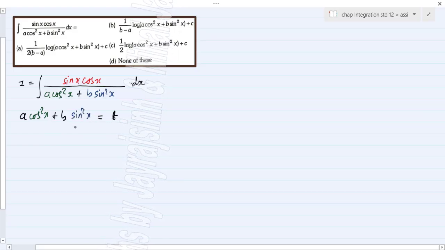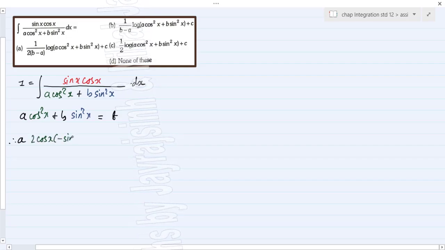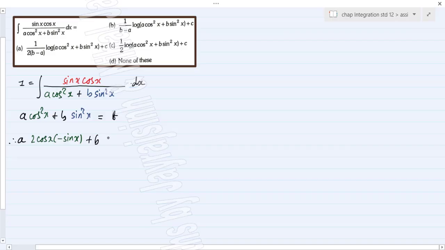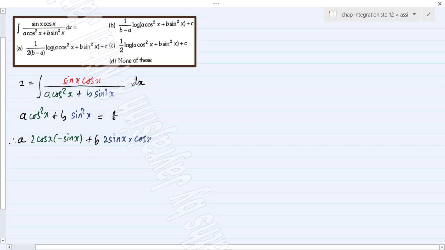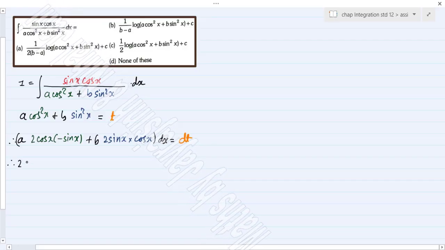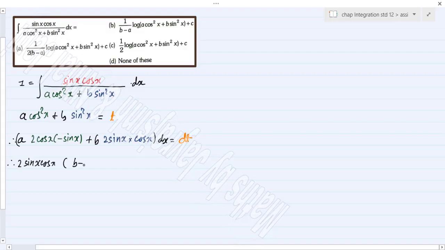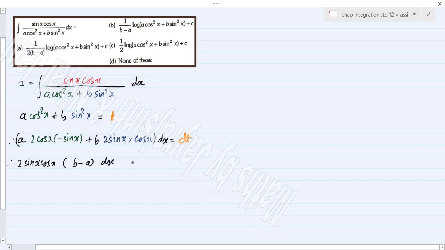is equal to t. If we differentiate both the sides, we will get a as it is. Differentiation of cos square x will be 2 cos x into differentiation of cos x, which is minus sin x, plus b will be as it is. Differentiation of sin square x will be 2 sin x into differentiation of sin x, which is cos x, dot dx is equal to dt. So let's take 2 sin x cos x common.